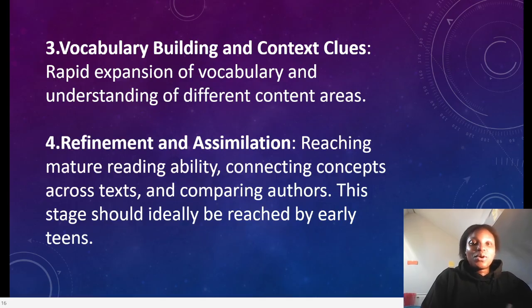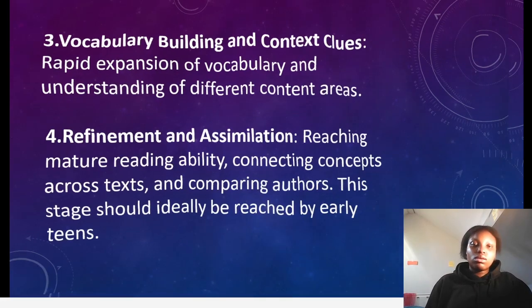Then number four, refinement and assimilation, reaching mature reading ability, connecting concepts across texts, and comparing authors. This stage should ideally be reached by early teens. Okay, refinement and assimilation.